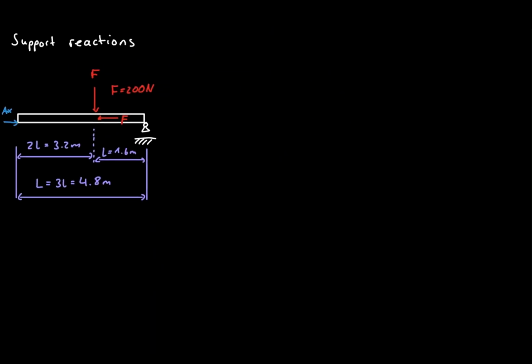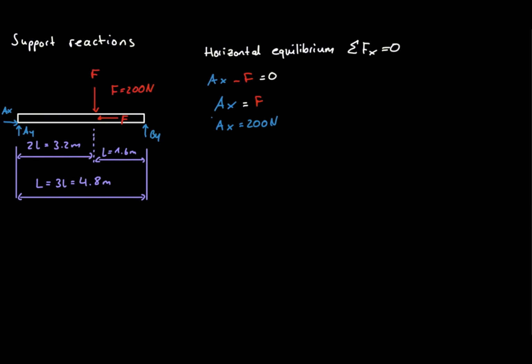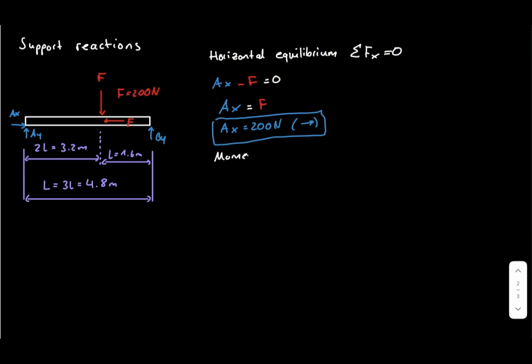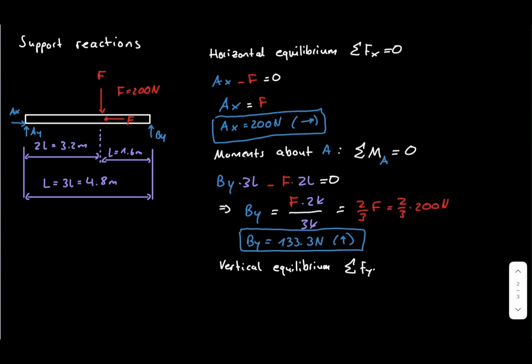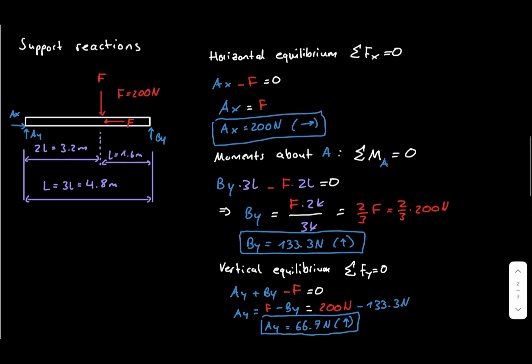We start with the support reactions. In the horizontal direction, the support reaction AX must balance the horizontal force. Since the external horizontal force acts to the left, AX equals 200 Newton to the right. Next, we calculate the vertical reactions. Taking moments about A gives By equals 133.3 Newton. Using vertical equilibrium gives Ay equals 66.7 Newton.